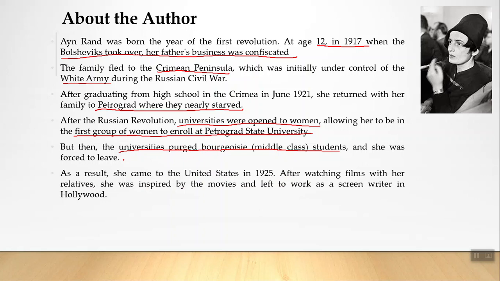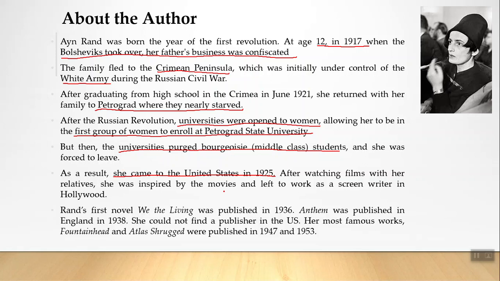So because she was forced to leave the university, Ayn Rand came to the United States. Now, I was not able to find out what happened to the rest of her family. I know that she came to the U.S. to be with family members who were already here. And as I said before, there's no freedom of the press or freedom of speech in Russia at that time. So when she comes to the United States, she starts watching movies, which were still silent in 1925. But she's inspired by these movies. She wanted to be a writer, and she leaves her relative's house to go to Hollywood to become a screenwriter.